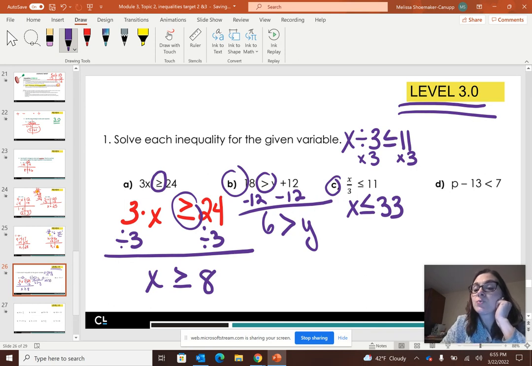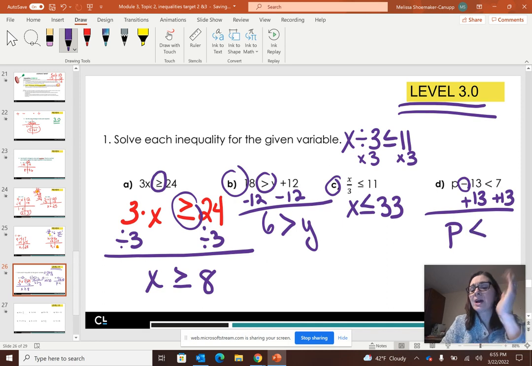Okay, last one. Opposite of minus is adding 13 to each side. I don't worry that it's not an equal sign. I just copied whatever's there. 17 plus 13 is going to be 20. That's all you have to do.